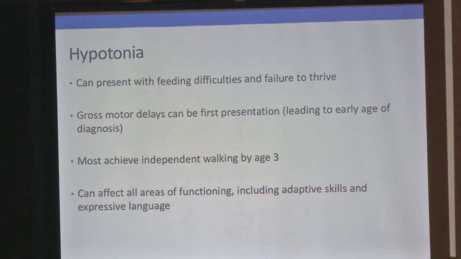Most children with Dup15q syndrome do achieve independent walking by age 3, but not all. And this motor function can affect all areas of functioning, as many of the clinical folks in the room know, including adaptive skills, language, and even social communication function.